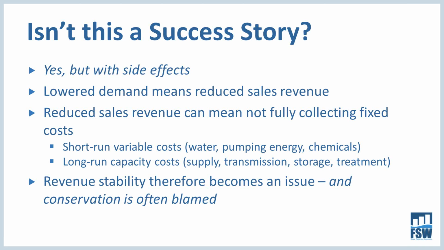It can mean not fully collecting the fixed costs that are necessary to reimburse on an annual basis. We have short-run variable costs associated with delivering water, pumping that water, the energy associated with that pumping, and chemicals for treatment. Those are all short-run costs associated with each gallon of water delivered. And then we have long-run capacity costs, which are often debt financed and part of debt service payments, that deal with water supply transmission, storage of water, and treatment of water, both on the drinking water side and on the wastewater side. So when we're not collecting the revenue to meet those fixed costs, there's a problem.